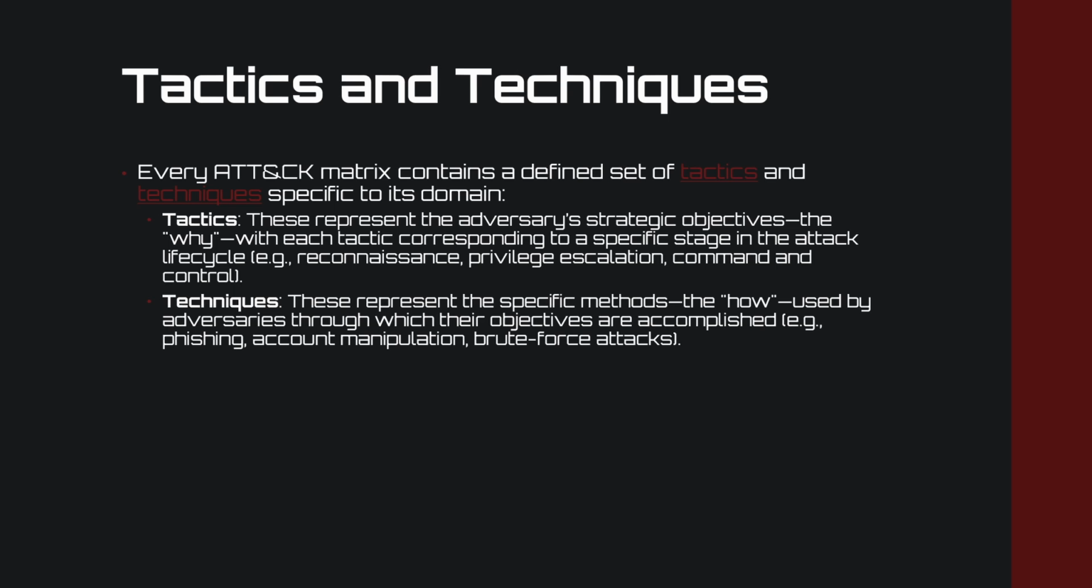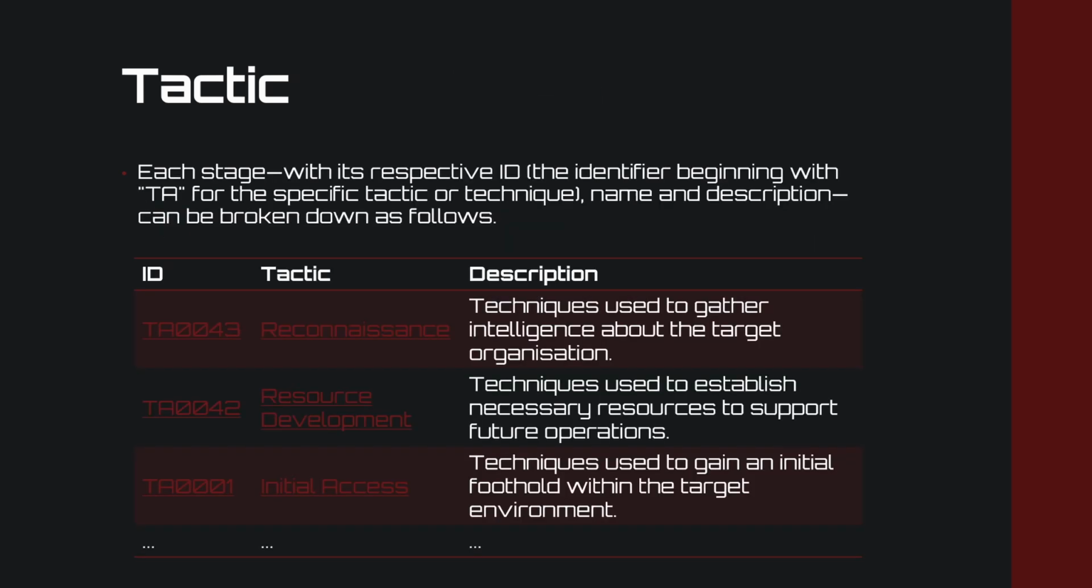And the tactics will represent the strategic objectives of an adversary, with each tactic corresponding to a specific stage in the attack. Essentially, a tactic defines the why, and the technique will represent the specific method, or the how, used by an adversary to accomplish their objective. So here we have a table that outlines the typical tactic structure. Each stage or each tactic will have its respective identifier. A tactic will begin with a TA and it will have a number following it.